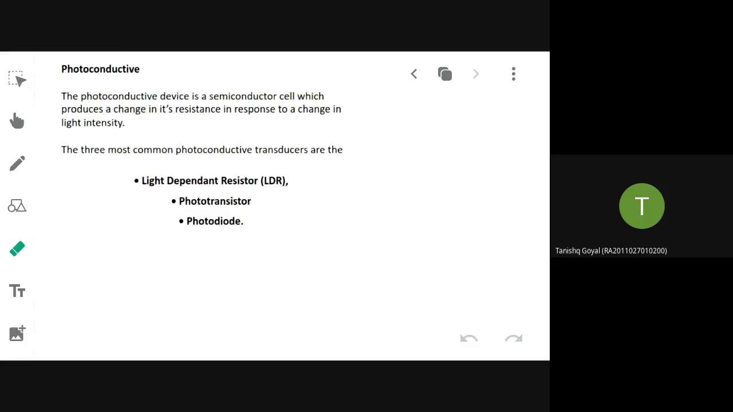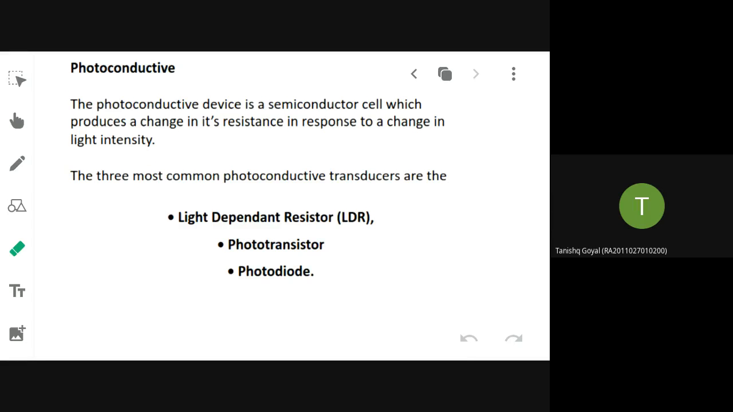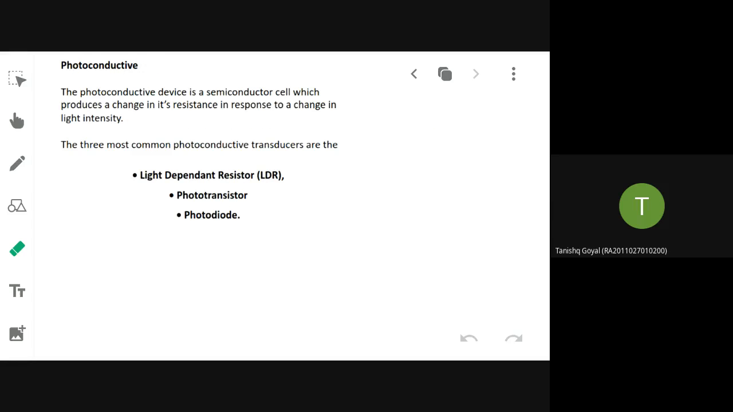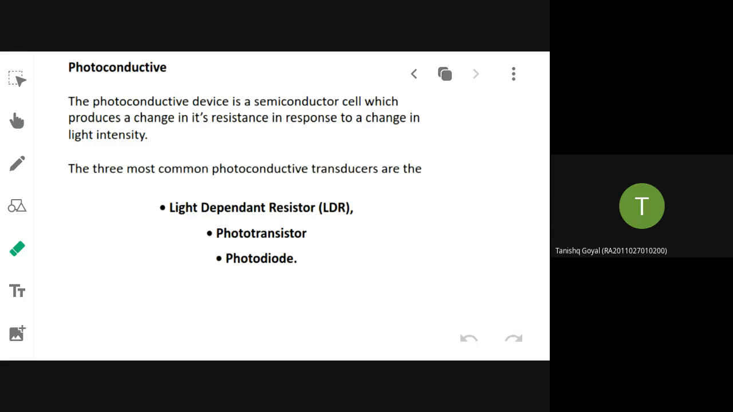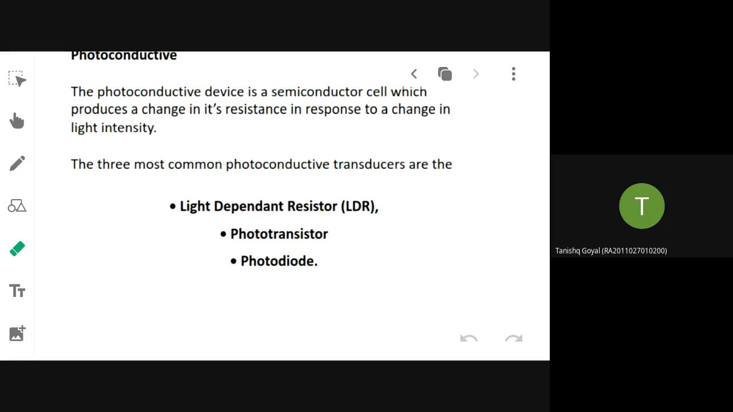LDR I have to discuss, but that requires so much time, so I won't do it now. Photodiode or solar cell, how does it work? These are some examples of photoconductive devices. It is called photoconductive because when you apply light onto it, with the change in the light intensity, the resistance will change. That is why they are called photoconductive or photoresistive transducers. So what examples come under photoconductive or photoresistive transducers?